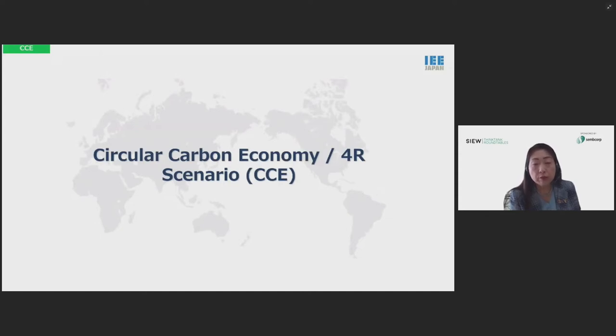Global interests on the concept of circular carbon economy, CCE, are growing. It is a major agenda item at the G20 Summit 2020, hosted by Saudi Arabia.